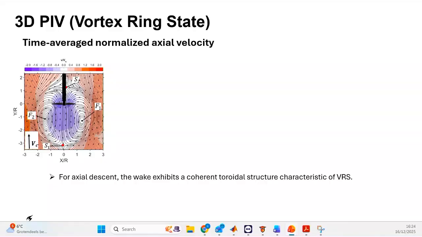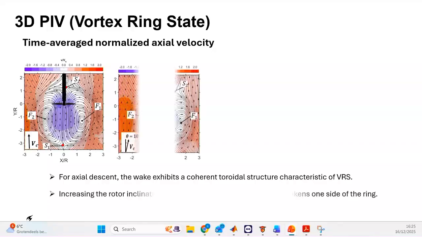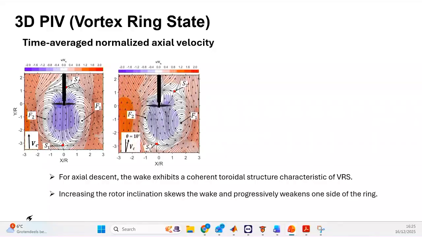And here we can see clearly a toroidal structure below the rotor, and also we can detect the foci of both vortices in the vortex ring state. The position of these foci is around, more or less, 1 times the radius of the propeller. But what happens if we introduce inclination for the same velocity, for the same rotation of the propeller? So here, the inclination is 10 degrees. We keep the descent velocity, we keep the same velocity of the propeller.